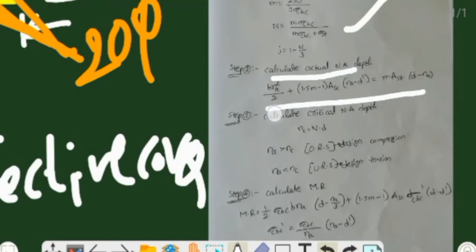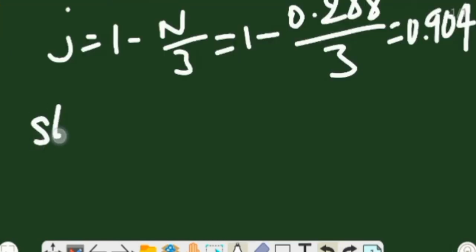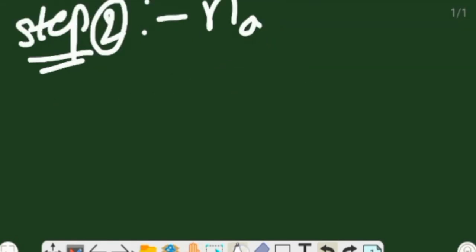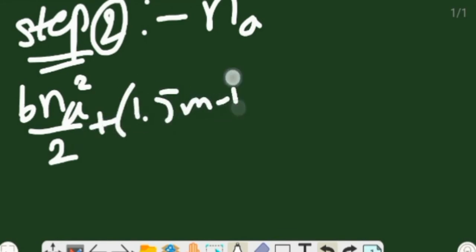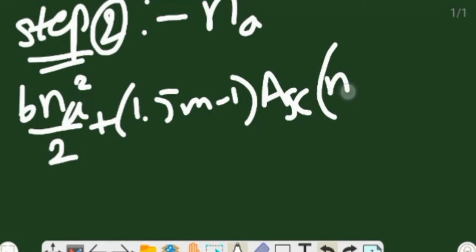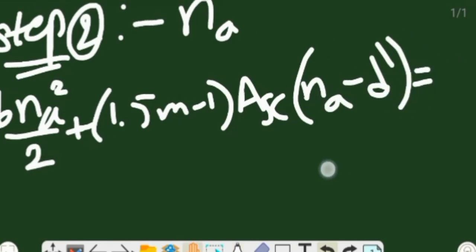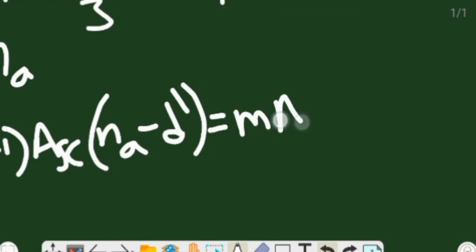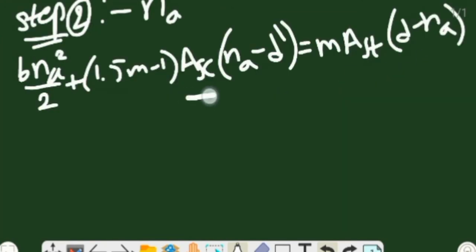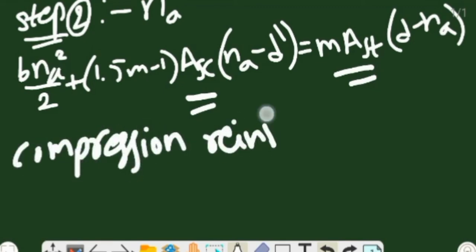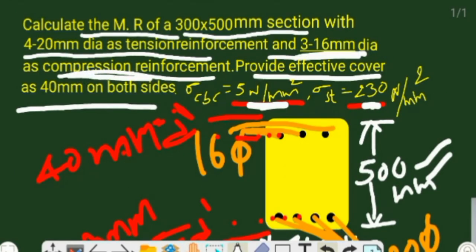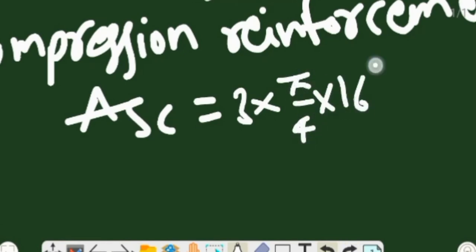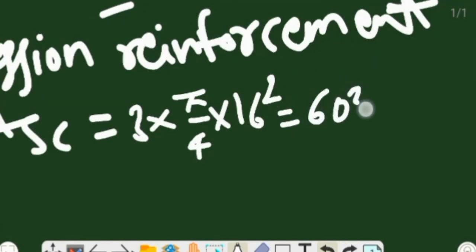Next, calculation of the actual neutral axis depth by using this formula. Step 2: na, the actual neutral axis depth, b na square by 2 plus 1.5 into m minus 1 into ASC into na minus d dash equals m into AST into d minus na. Na we have to find, and ASC and AST we calculate. In the question it is given that compression reinforcement equals 3 bars of 16 mm dia, equals 3 into pi by 4 into 16 square.